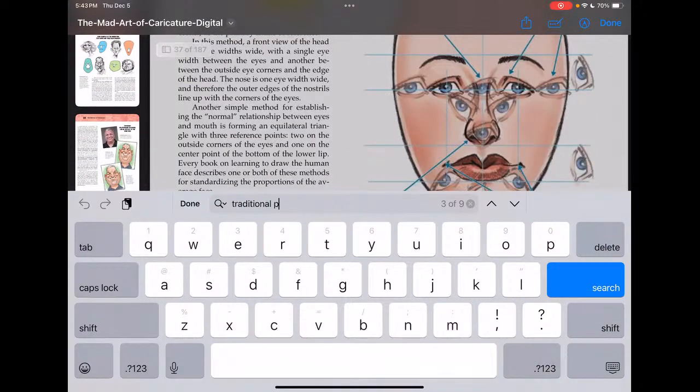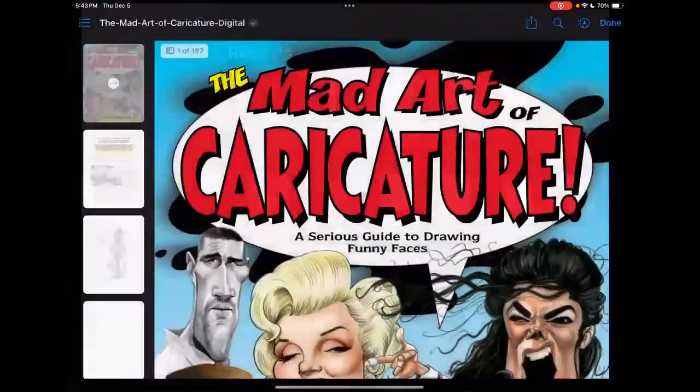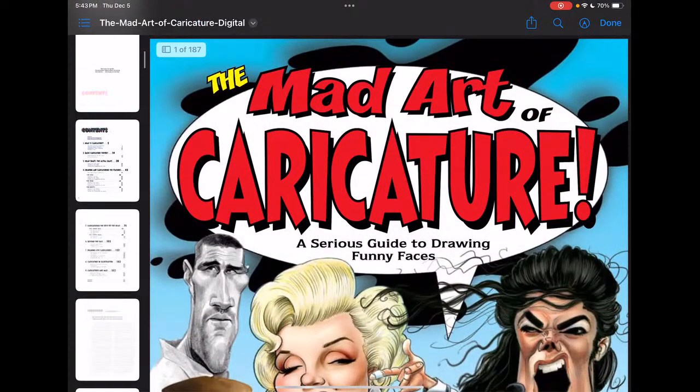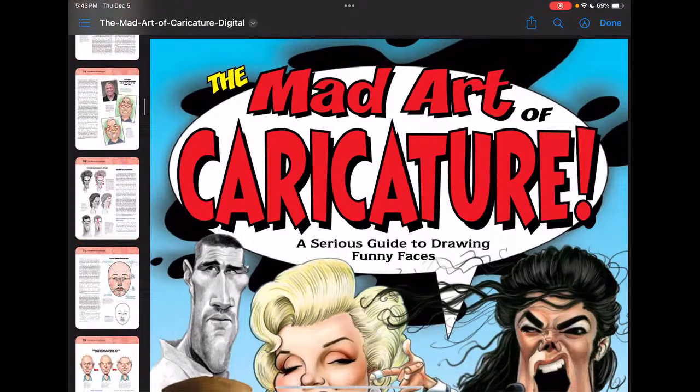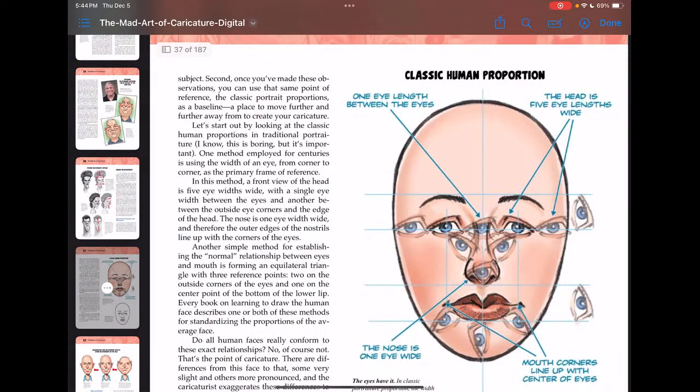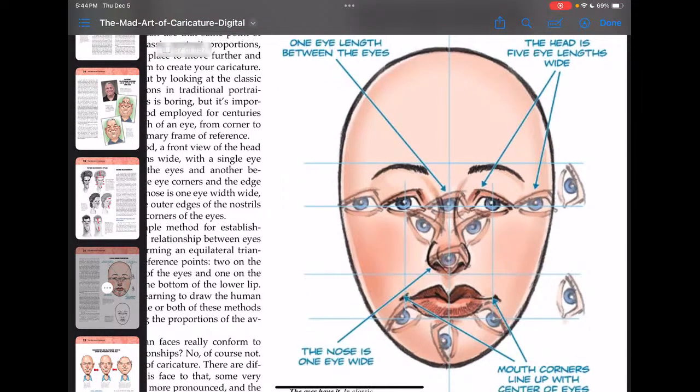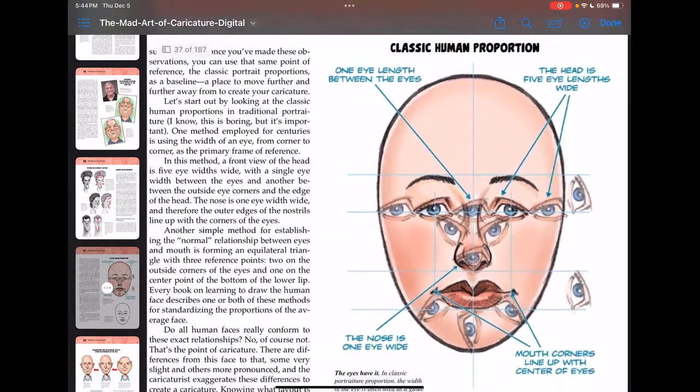Traditional. There we go. This is what I want to see. Oh, man. I lost it. Okay, let me just scroll and see if I can find it this way. Here we go. So, in this traditional view, the classic human proportion, the center of the eyes is supposed to line up with the outside corners of the mouth. And you know what? I'm going to start using this image here as a reference.